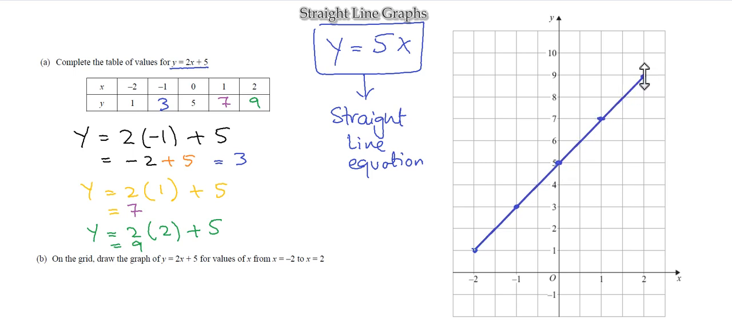This isn't a freehand curve. It's a straight line, so we use a ruler. A lot of people make that mistake. They don't understand that they have to use a ruler. So very nice and easy.